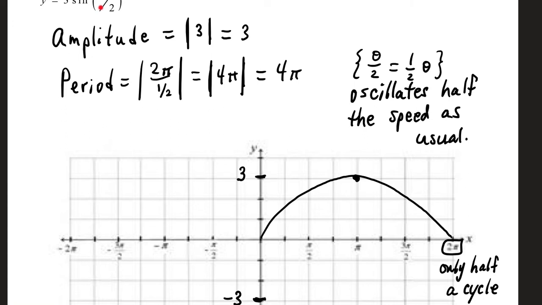So a fraction that's less than 1 in front of your angle slows down the oscillations. A number larger than 1, like 2 theta or 3 theta, speeds up the oscillations.